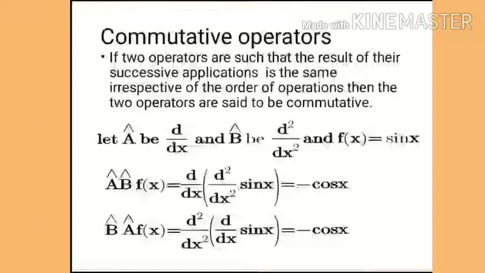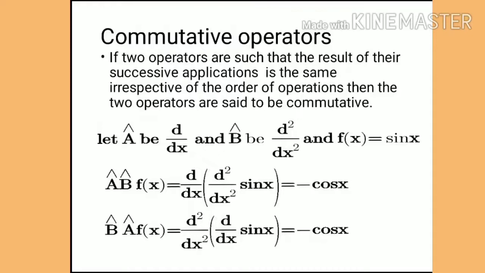So first of all, let me introduce commutative operators. If two operators are such that the result of their successive application is the same, irrespective of the order of operation, then the two operators are said to be commutative. So the result doesn't depend on the order of operation.